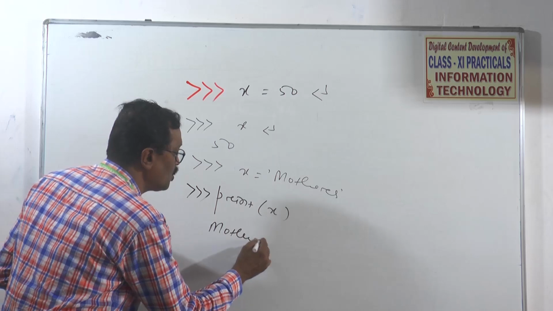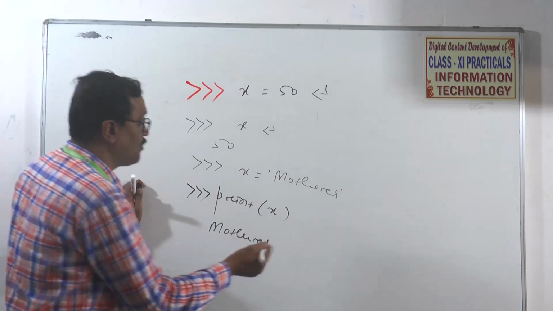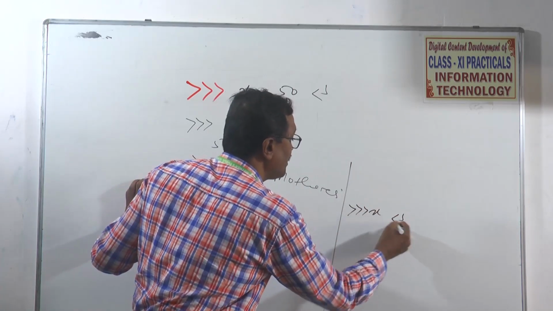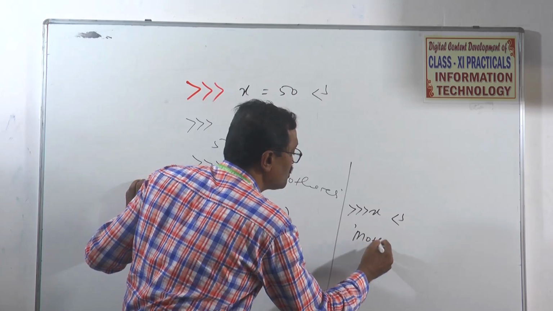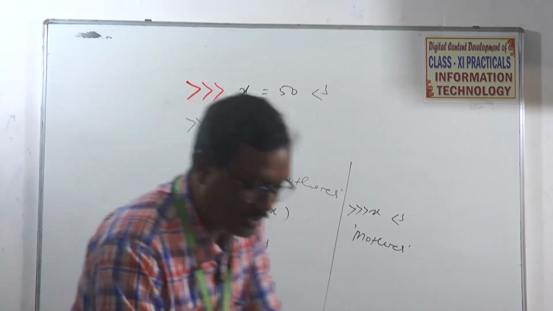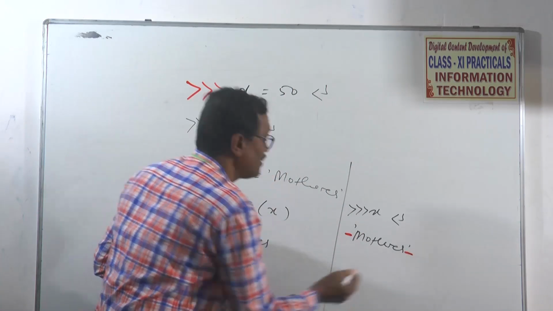So carefully look at here. When I am giving print x, it is showing me like this. But when I am giving only x, what is it showing? It is showing me like this. Students, please carefully look at the difference. This is the difference, this symbol. This one. Here it is not there.